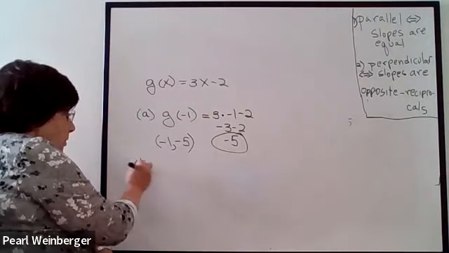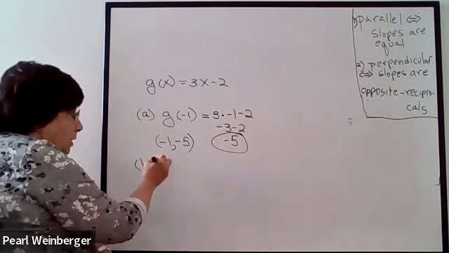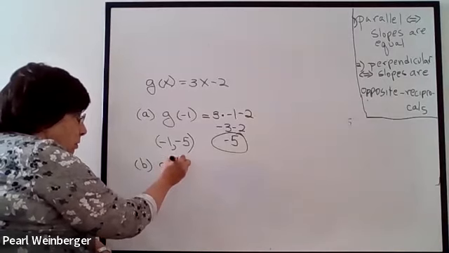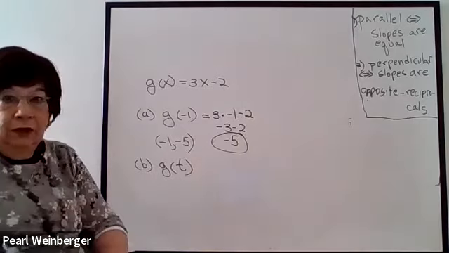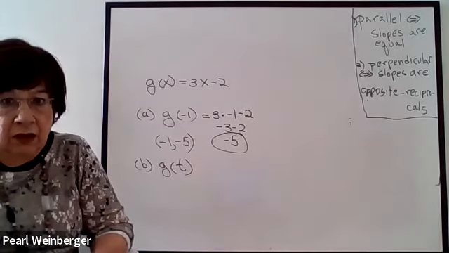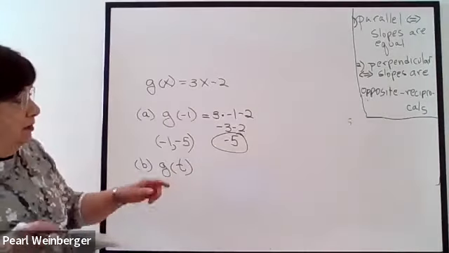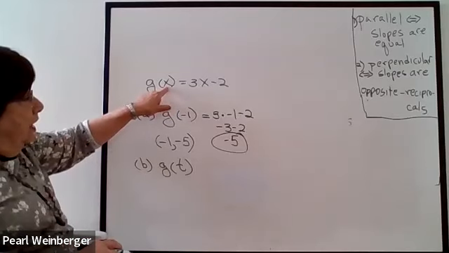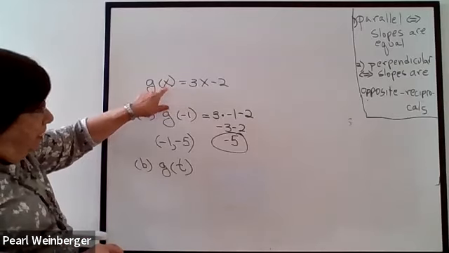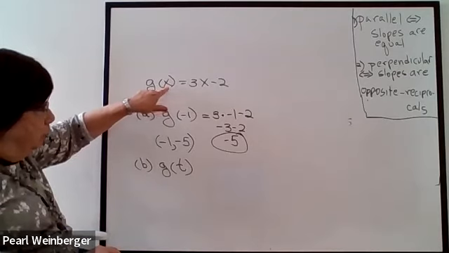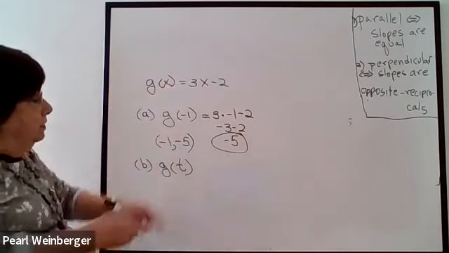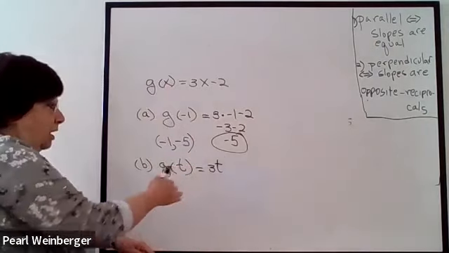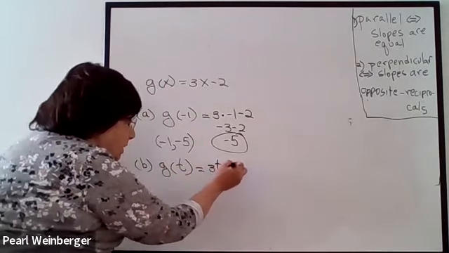Okay, here's another one. What if I ask you to find g of t? It's a little strange thing to ask, but all I'm telling you is, I want you to go to your equation, and in place of the x, wherever I have x, that's why we write this over here, because we know what we're replacing. We're going to replace the x with t. So this will become 3t instead of 3x, minus 2.